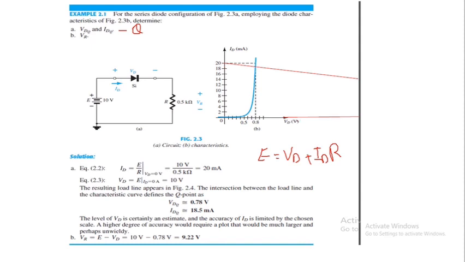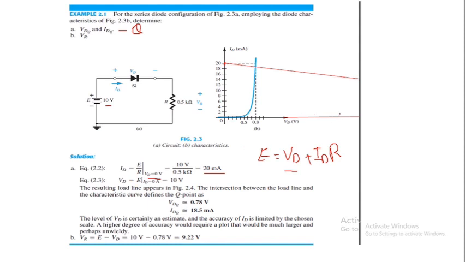So to find 2 points, we find the first point, let's say on the y-axis. On the y-axis or ID axis, we know VD is equal to 0, and if you put VD equal to 0, you will get ID equal to E by R. Since E is known and R is known, you can easily find the value of ID, or the point on this y-axis. Putting the values of E and R here, you will get 20 milliampere. So you need to draw the first point, that is 20 milliampere.